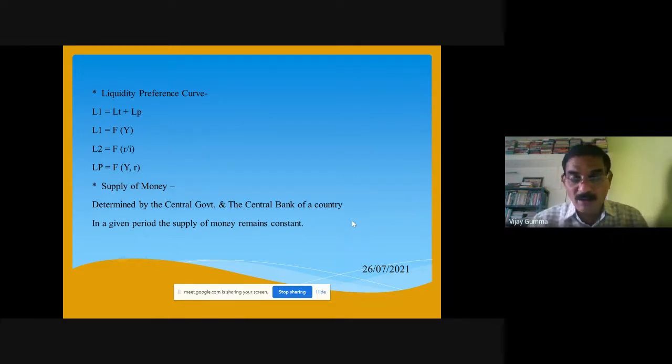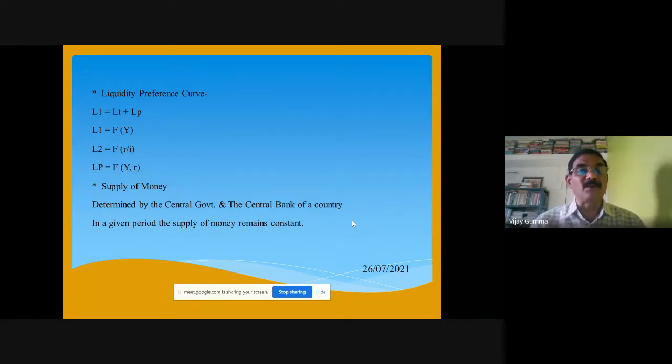In short, liquidity preference, that is the demand for money or the desire to hold money in the form of cash, is the sum of demand for money for transaction motive, demand for money for precautionary motive, and demand for money for speculative motive.